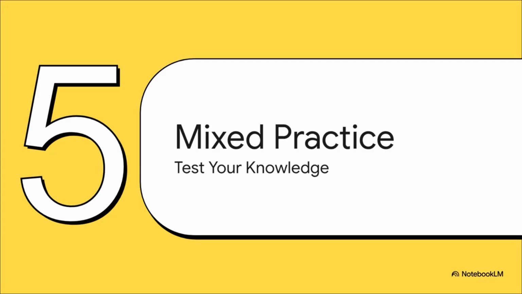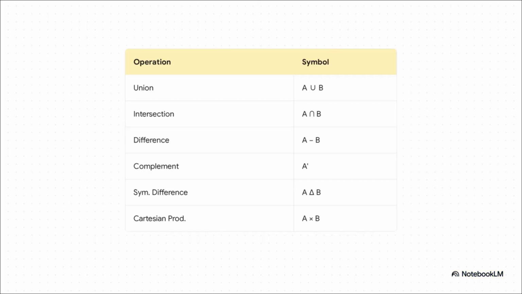Section 5. Mixed practice problems. Before our final boss battle here, I wanted to give you a screenshot-worthy cheat sheet of all 6 operations. We've got union, intersection, difference, complement, Cartesian product, and one we haven't actually tested yet, symmetric difference, which is symbolized by that little delta triangle. Symmetric difference is the set of elements in exactly one of the sets, but not both. If you're a programmer, it's the exact equivalent of an exclusive OR. Go ahead and take a mental snapshot of these symbols.